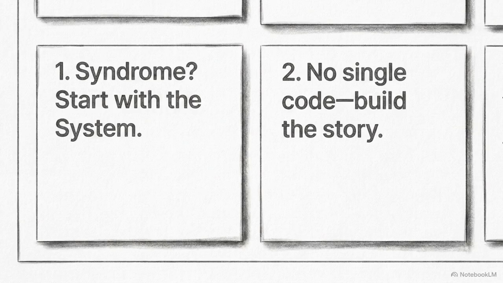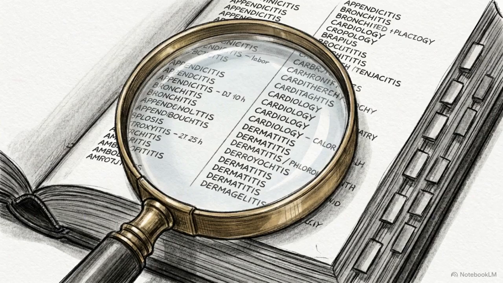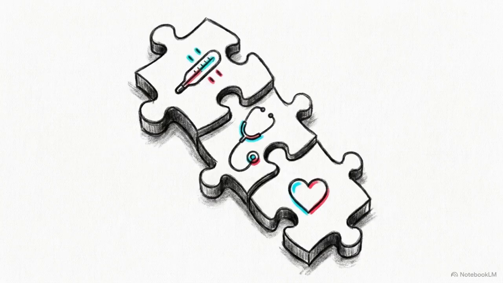To maintain a cleanly functioning logic pathway, we lock this workflow into memory. We use the AMCI MJ-GEM framework. Part 1, Syndrome, start with the system. This ties directly to the vital first step of checking the alphabetical index. Part 2, No single code, build the story. This connects to the deconstruction protocol, guiding you to code individual manifestations.